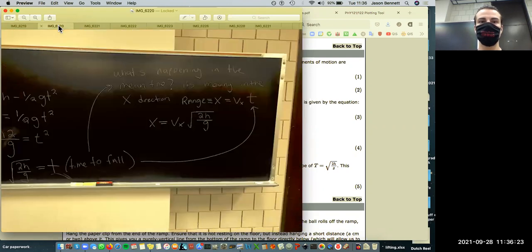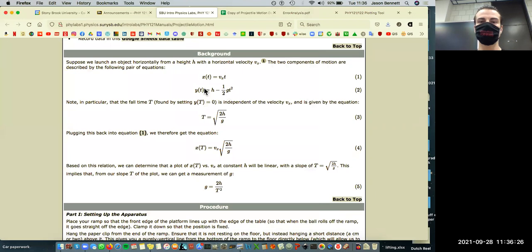Next, now that I know that, I can ask what's happening during that time. Not only was I dropping the ball straight down, but because the ramp launched it off, it had a velocity in the x direction. So now I know how long it takes to get from desk to floor, which doesn't take into consideration the velocity.